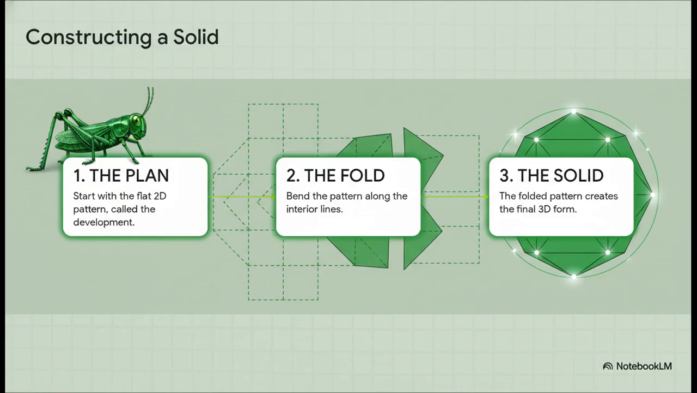So how do you actually make a complex 3D shape? Well, you start with a simple 2D plan, this flat pattern called a development. You make a few precise folds along the lines and then, boom, that flat thing just springs to life and suddenly you're holding a 3-dimensional object. It's kind of magical, and it's all based on pure geometry.